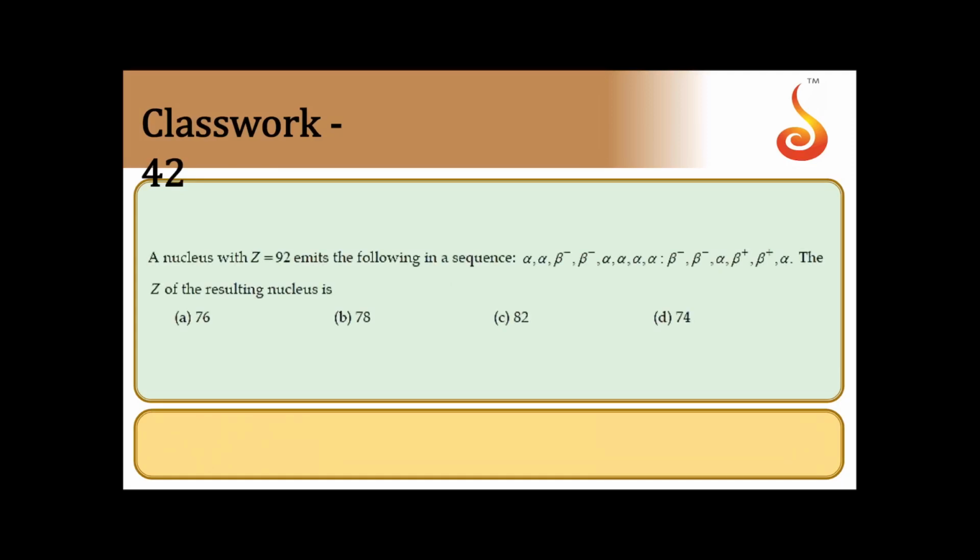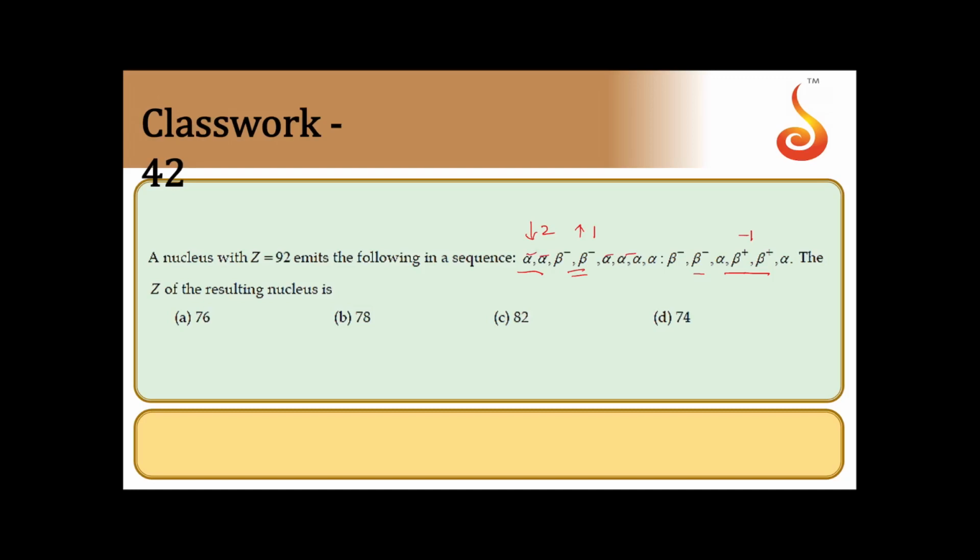We shall move on to the next one. A nucleus with Z equal to 92 emits the following in a sequence: alpha alpha, beta beta, alpha alpha, alpha alpha, beta beta, alpha, beta plus, alpha. The Z of the resulting nucleus is? Notice one thing: whenever an alpha particle is released, the Z value reduces by 2. Whenever a beta particle is released, Z value increases by 1. Whenever there is beta plus decay, Z value decreases by 1.